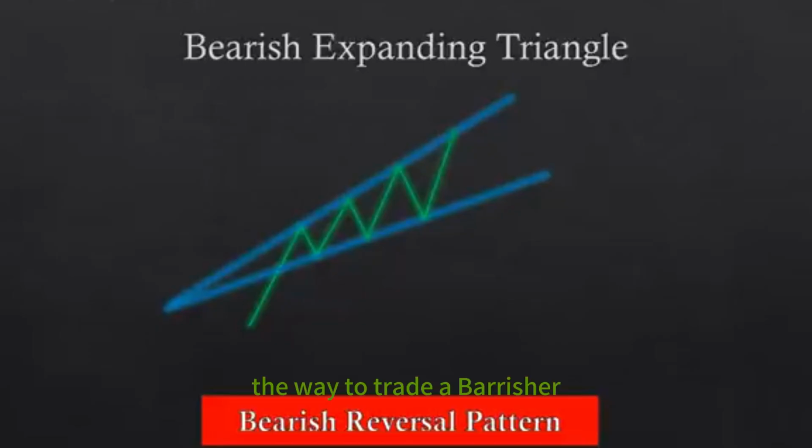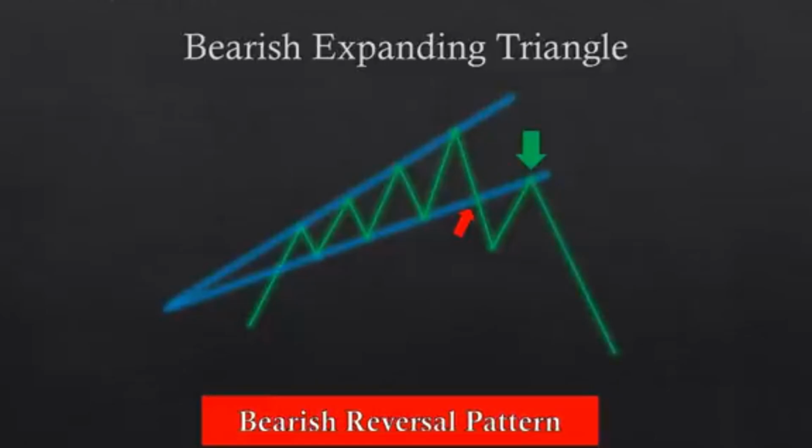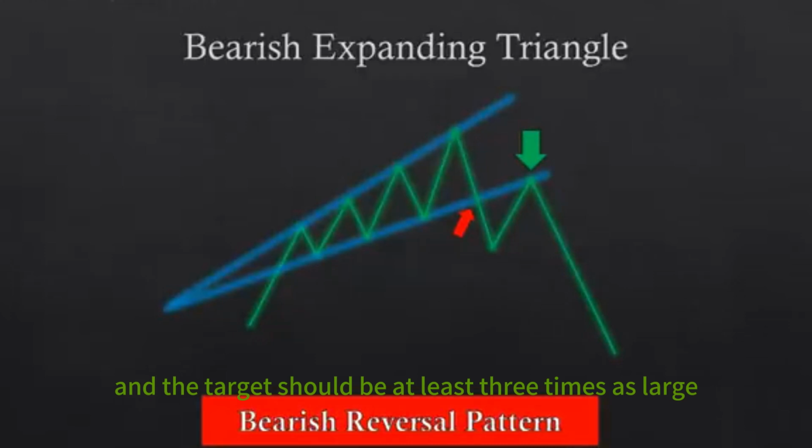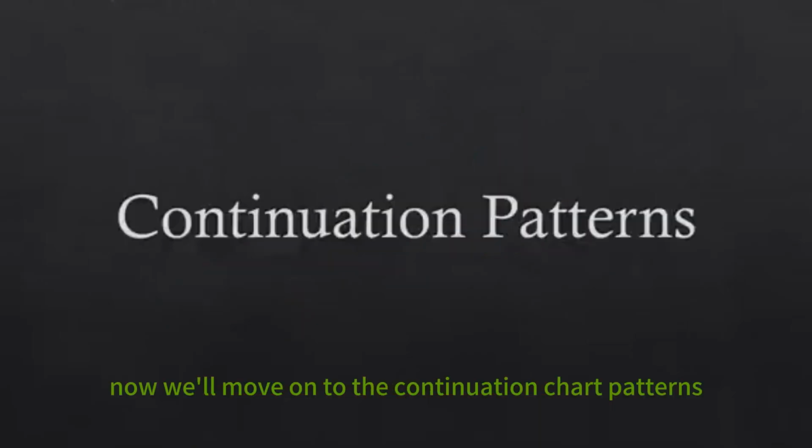The way to trade a bearish expanding triangle is to wait for price to break below the lower line, to wait for it to retrace back to this line to test it as resistance. The stop should be above the highest high in the triangle, and the target should be at least 3 times as large as the stop loss size. This covers the reversal chart balance, so now we'll move on to the continuation chart balance.